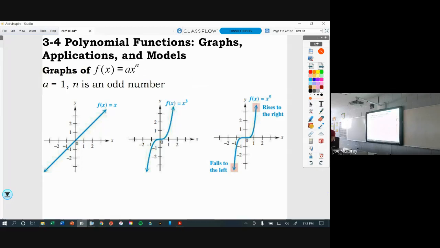In front of you, you see 3 graphs. You see f of x equals x, f of x equals x cubed, and f of x equals x to the 5th. How are they alike? They're all blue, they're all going up, they're all odd, they're all x to a power. They're going to infinity on both sides. On the left side they're going to negative infinity, they're going down, and on the right side it's going up.